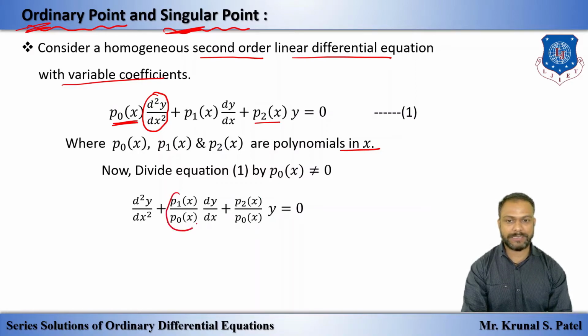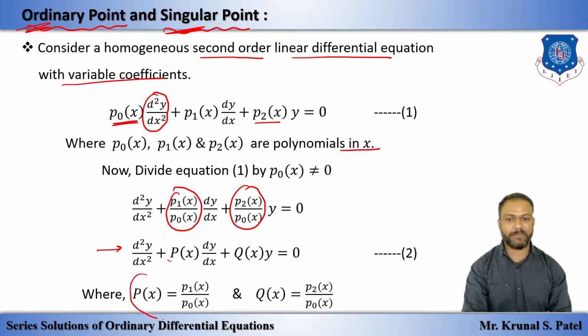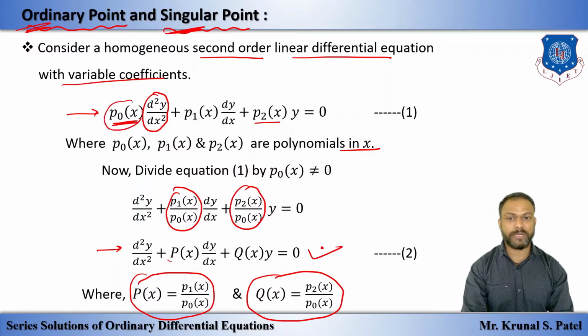Now we will denote this as capital P of x and this as capital Q of x. So we have this equation number 2, where capital P of x is given by this and capital Q of x is given by this. So now we will consider this equation to find singularity. Whenever this kind of equation is given, you have to just divide the equation by the coefficient of y double dash.